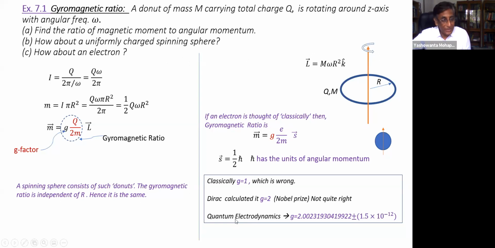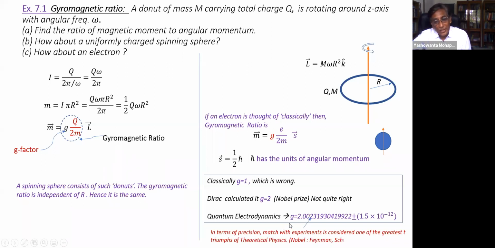Then quantum electrodynamics came, from Feynman, and that calculated G to almost 10 decimal places, and this matches with experiment right up to here. In terms of precision, there is absolutely no match in the whole of physics to this match of theory and experiment. Feynman, Schwinger, and Tomonaga got the Nobel Prize for calculating this factor G. So this G factor is very important.